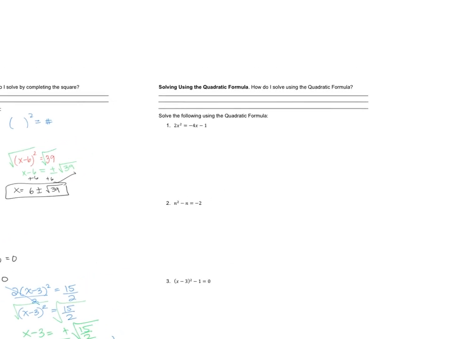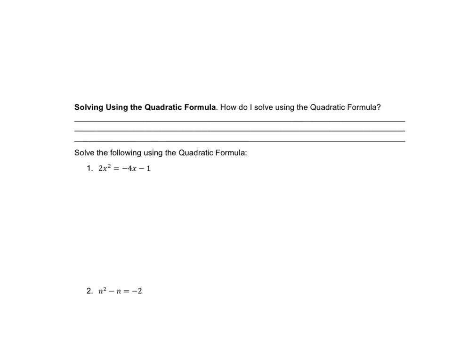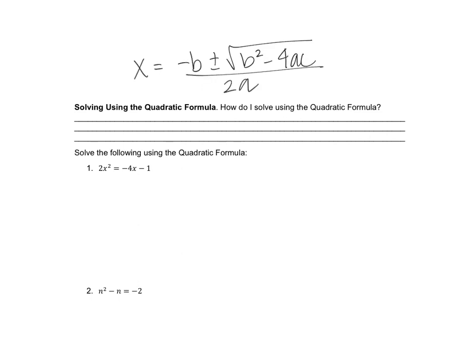So then the last method we have is the quadratic formula. The quadratic formula is written as x equals negative b plus or minus the square root of b squared minus 4ac all over 2a. And I'll have a separate video that shows where that formula comes from. For now, we're going to just use that. And really, in order to use it, you need to have your quadratic written in the nice standard form so you can identify your a, your b, and your c.